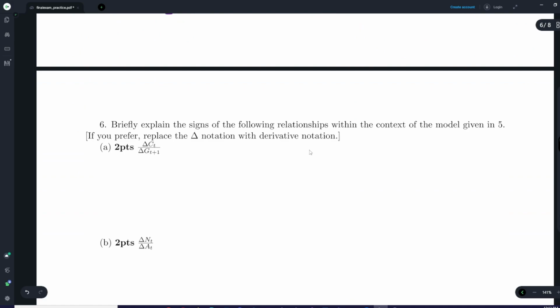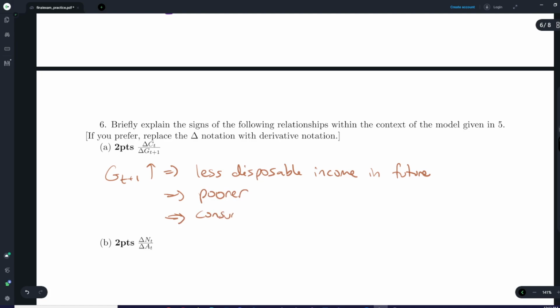Briefly explain the following relationships, right? So here we've got this, and the idea here is that G_{t+1} up means that you are having less disposable income in the future. So you are poor, and that means you are going to consume less today and tomorrow, and that's what we called consumption smoothing, right? So this here is negative. The government is declaring an intention to take more of your income. You're going to be poorer today.